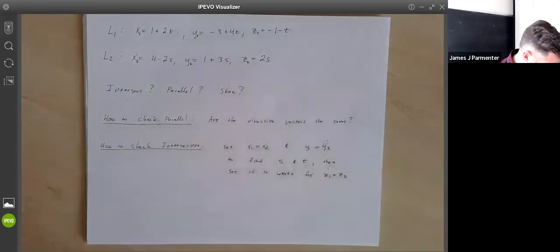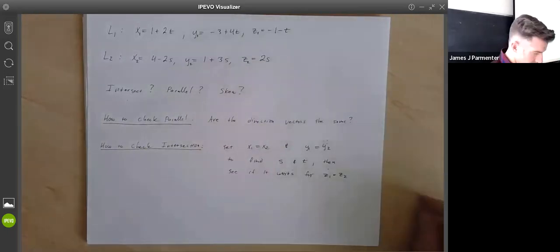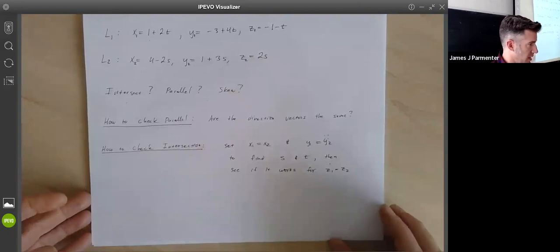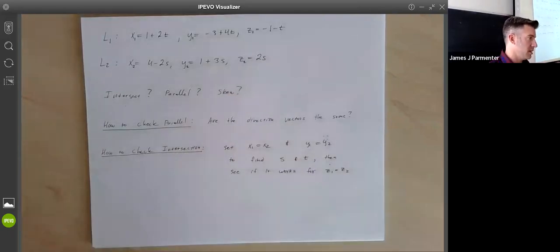All right, so if I'm ever doing a question like this, I'm first going to look to see if they're parallel, because that's easy to check. And really mostly because it's easy to check, right?